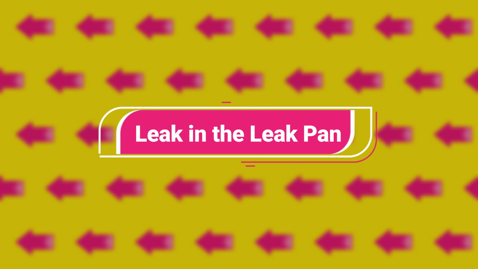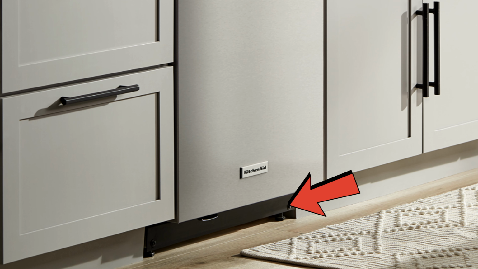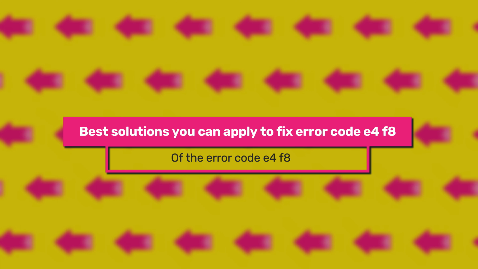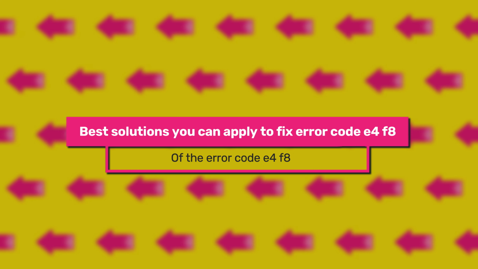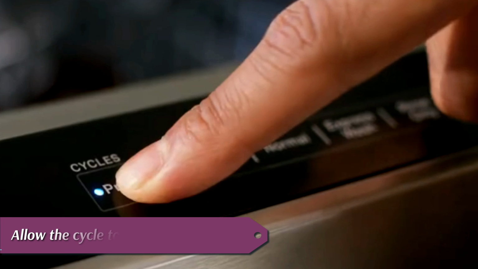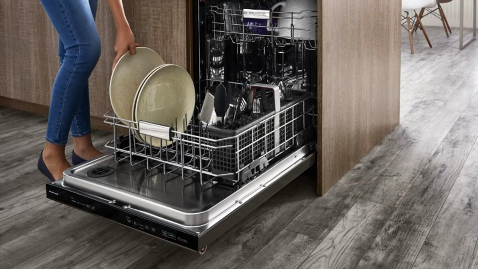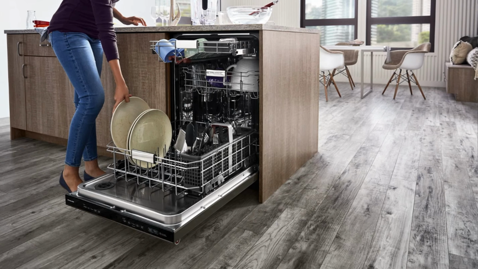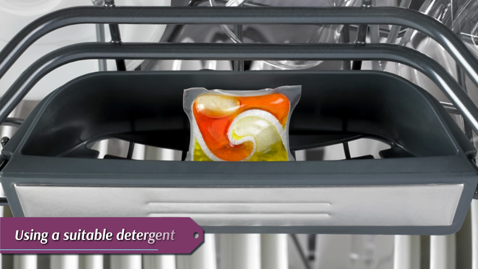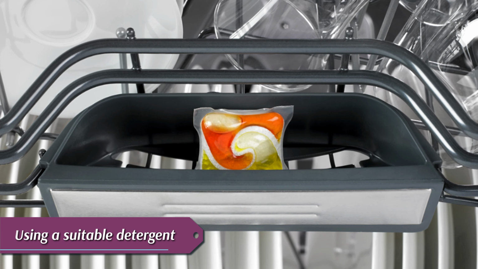Leak in the leak pan. If water gets into the leak pan, it will activate the float switch, causing the error message. Now, let's look at the best solutions you can apply to fix error code E4F8. Check for excessive suds. Begin a cycle and allow it to run for 1 to 2 minutes. Open the door and check for excessive suds. If present, confirm that you are using a suitable detergent for cleaning your dishes.